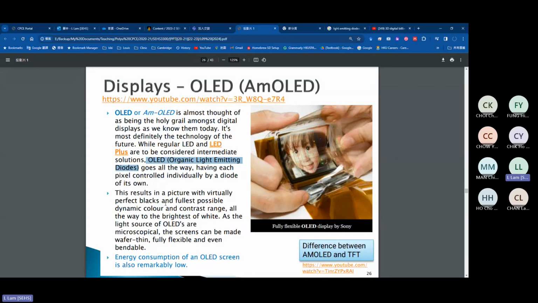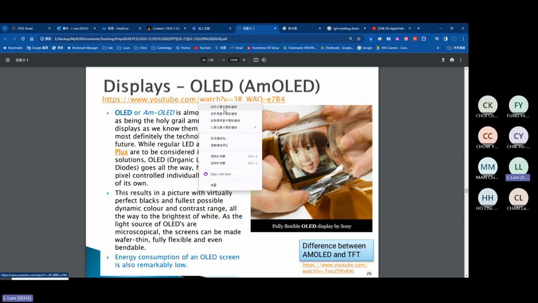Because of the technology behind this OLED display, maybe we can take a look at the full name first. Okay, organic light emitting diodes. It's also a kind of LED, but the type is organic, and this kind of OLED controls each pixel of the screen. Therefore, it allows you to roll the display or even bend this display like this. Okay, maybe we can take a look at this video first.